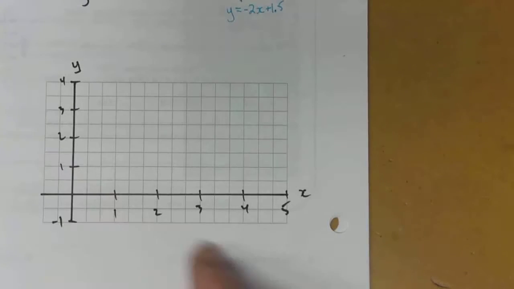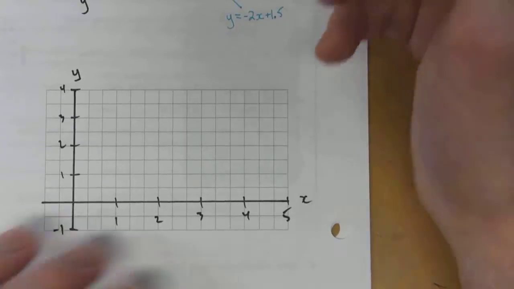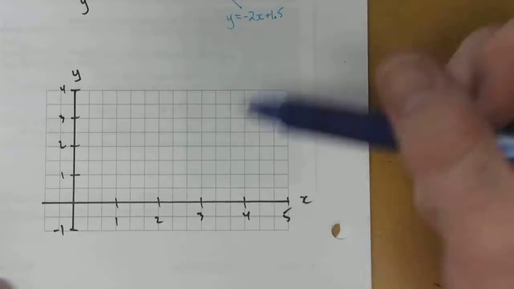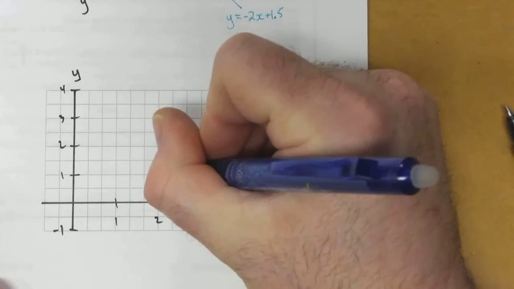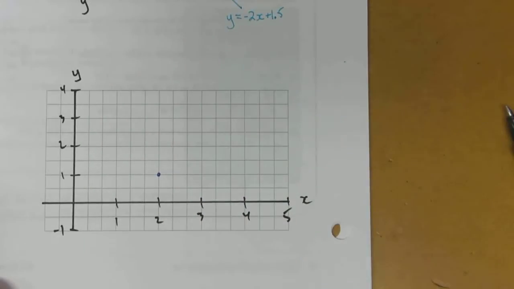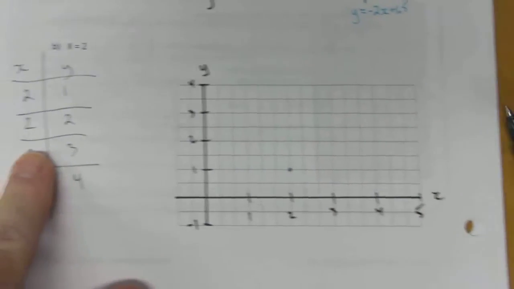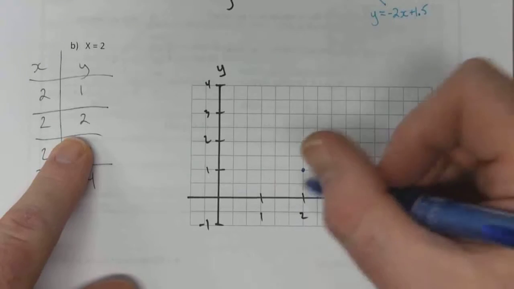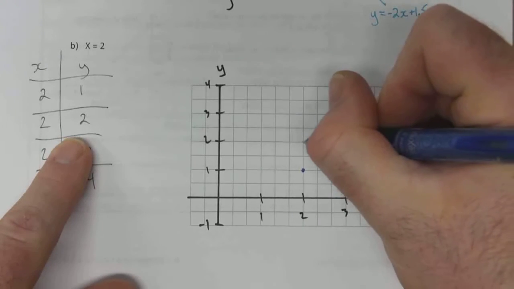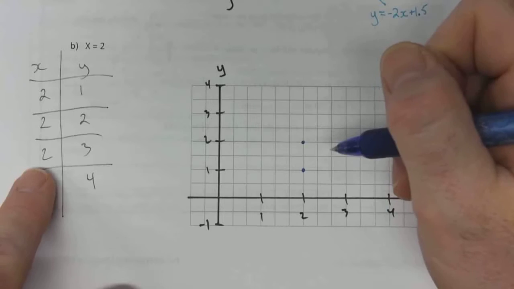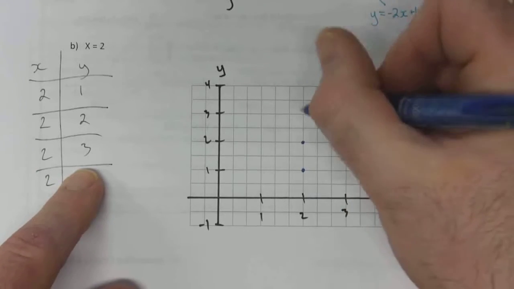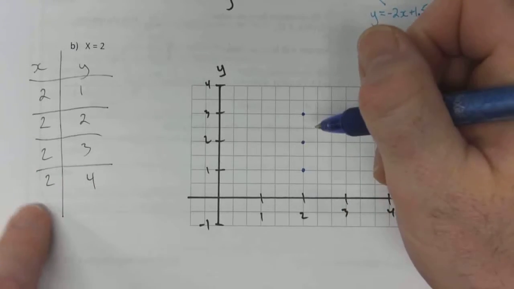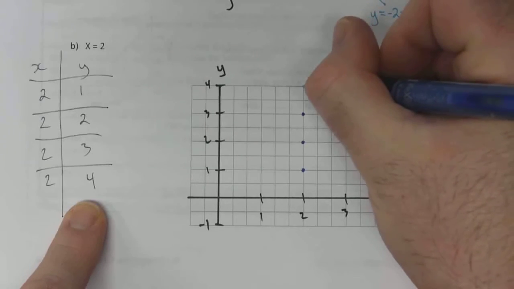So we've got our axes, they're labeled now, so now we can put some dots down. Well, the first one is at 2 and 1. 2 and 1, right there. The second one is at 2 and 2. Third one is at 2 and 3. And then 2 and 4.